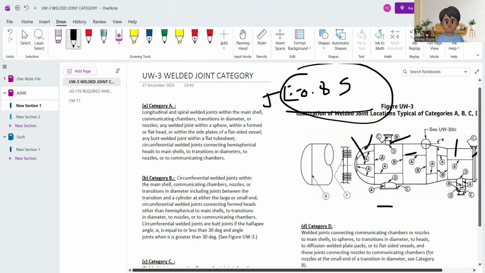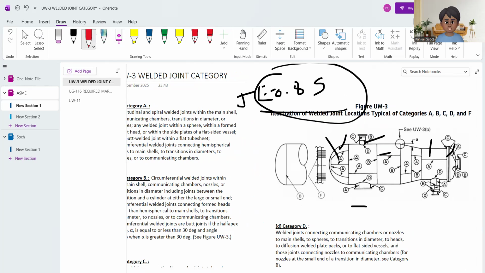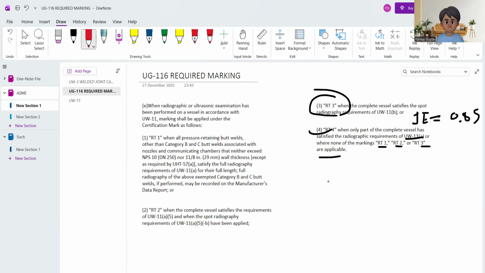Suppose we have a vessel in which, suppose, this chamber only we do RT and the others we are not doing. Here we are doing the full radiography, and maybe in this other section we are doing only spot radiography. So there is a combination of full and spot. So we cannot give even RT1 or RT3 in this case. So we need to give RT4 for this kind of job.